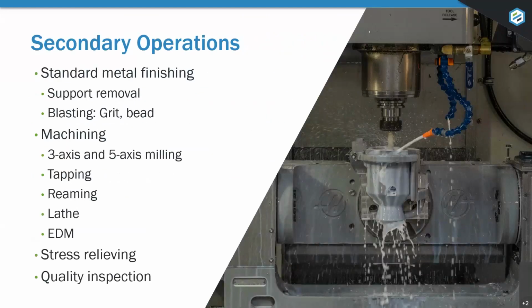Here's a list of our secondary operations. With a standard finish, support removal, followed by a grit blast and bead blasting, occurs. Upon request, we can perform machining. We have a full machine lab in DMLS, capable of milling, tapping, reaming, lathing, and EDM. All parts are stress relieved post-build and undergo quality inspection.